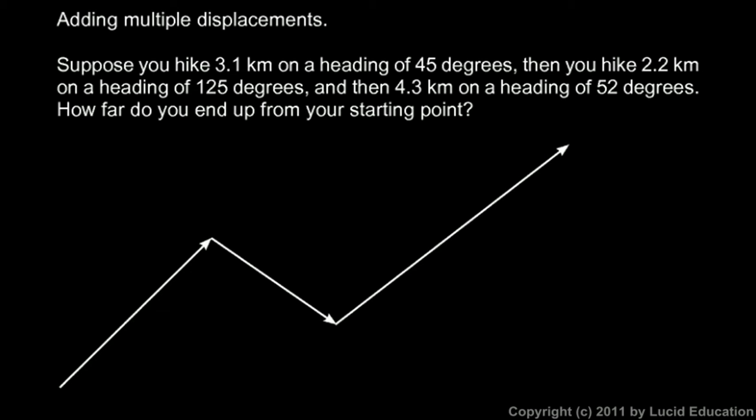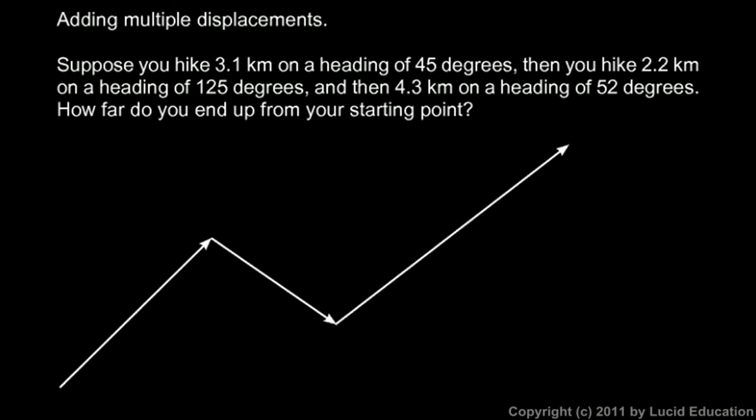But here's the problem. Suppose you hike 3.1 kilometers on a heading of 45 degrees. Now remember, if we map out north, south, east, and west, navigational headings are measured clockwise from north. So a heading of 45 degrees means that far, so this way. Northeast, basically. That's this first vector drawn right there. That's a heading of 45 degrees. So the problem says, suppose you hike 3.1 kilometers on a heading of 45 degrees. That gets you from here to here.